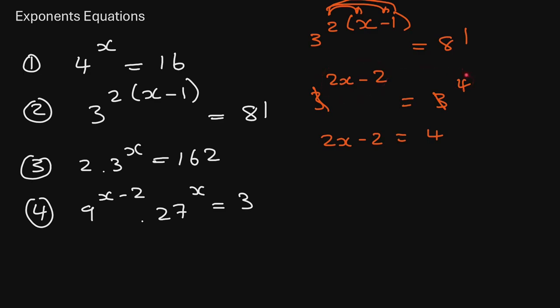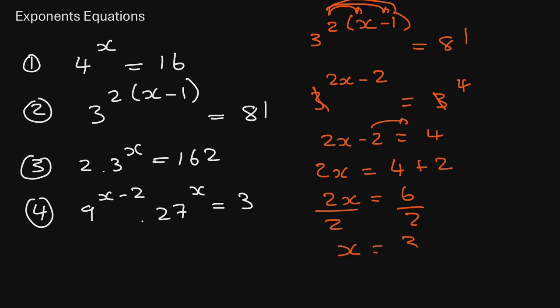So after you equate the exponents, you just normally solve for x. So how do you solve for x here? You're just going to transpose the 2 to the other side. So this is going to be 2x, and then it's equal to 4. When 2 moves to the other side, it's going to be positive 2. Therefore, you have 2x is equal to 4 plus 2, which is 6. And then you can divide both sides by 2. So the value of x is just going to be 3. So that is how you can solve the second problem.